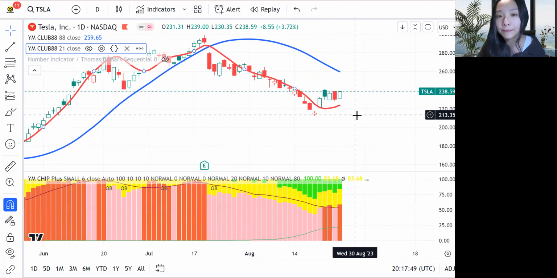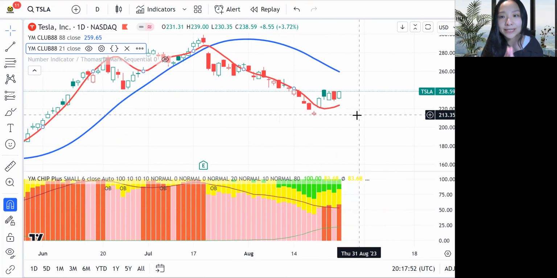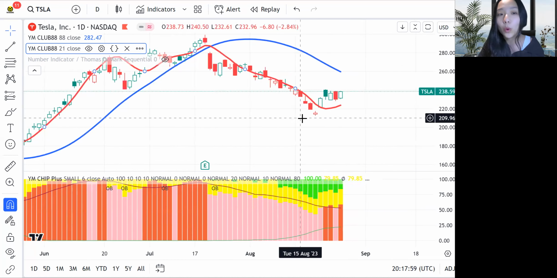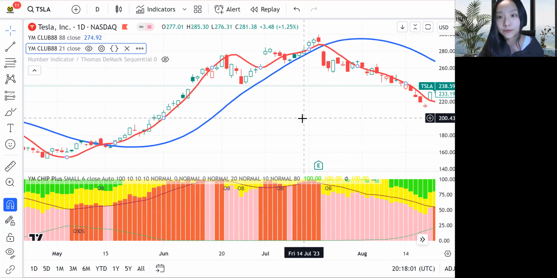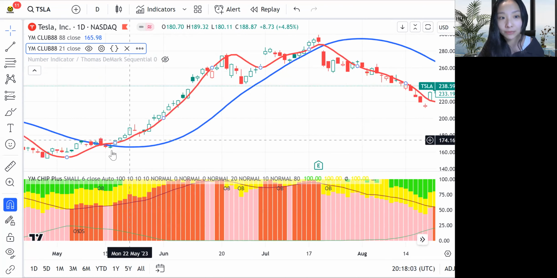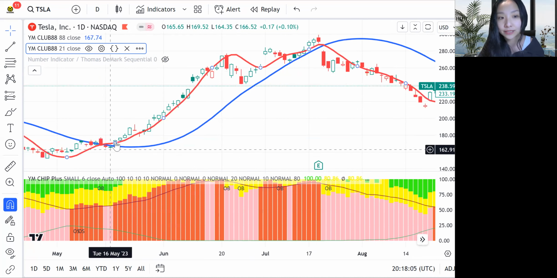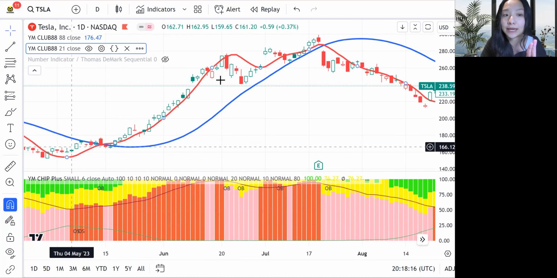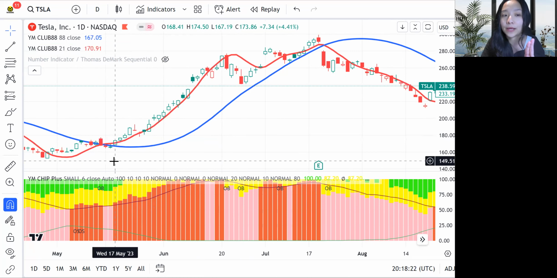So basically, when is the second buy time for Tesla with my indicator strategy? The second buy time is when the stock goes above the blue line. For example, here. You see, they go up. First, go above the blue line. Second, go above both lines, basically blue and red, the Club 88 and Club 21 lines. They go above, for example, this candle.